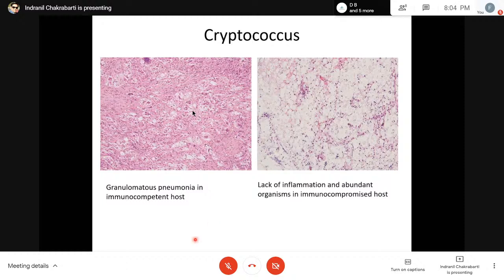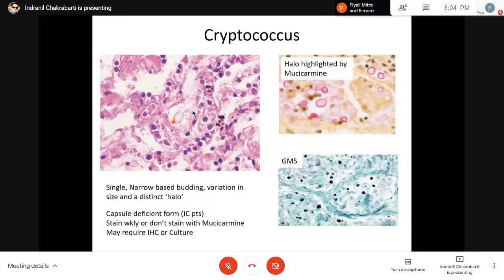In Cryptococcus, again, we can get suppurative inflammation in acute infections, or in chronic infections, we can get necrotizing or non-necrotizing granulomas, just like Histoplasma. Here, in an immunocompetent host, we get a granulomatous lesion, but in immunocompromised patients, there is a more mucoid appearance and the inflammation is much less. If you look carefully, there are several organisms in this lung biopsy, but the inflammation is sparse and overall there is a mucoid appearance.